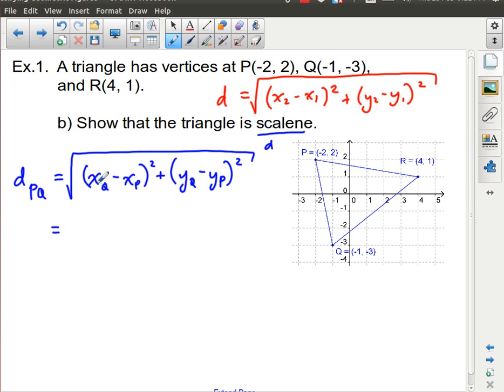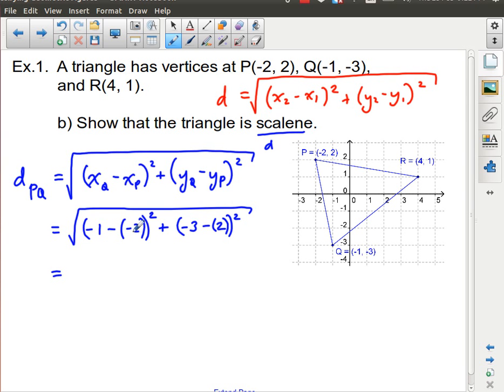So that's equal to the x-coordinate of Q is equal to -1. You can get that from the diagram or the original value. So that's -1 minus the x-coordinate of P. Using brackets, that's -2. I have to take that whole thing squared, plus the y-coordinate of Q, which is -3, minus the y-coordinate of P, which is 2. I don't actually need to put the brackets around this one, but I'm going to, just for consistency. And don't forget you're taking the square root of that whole thing.